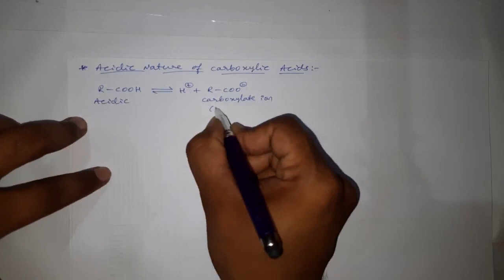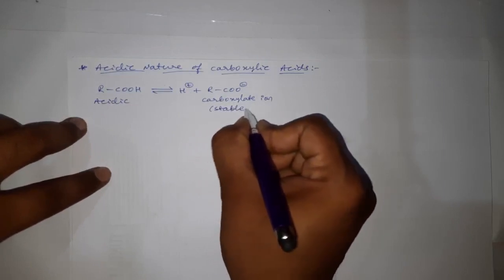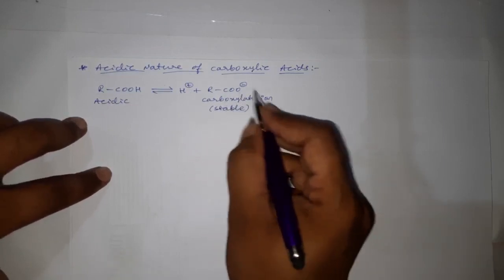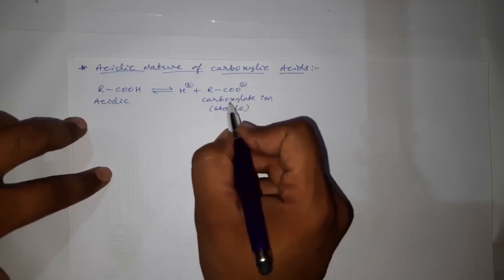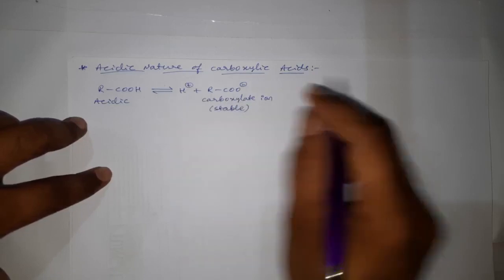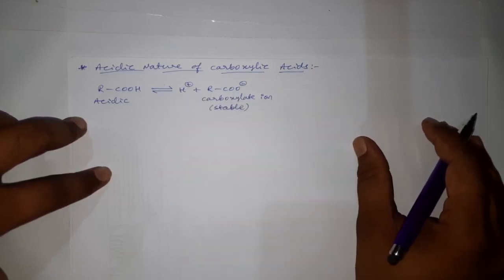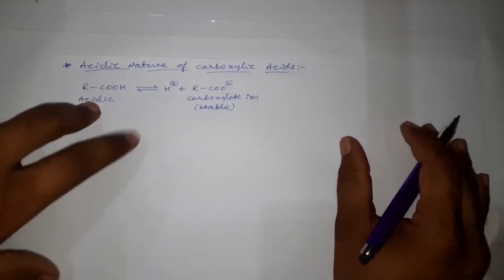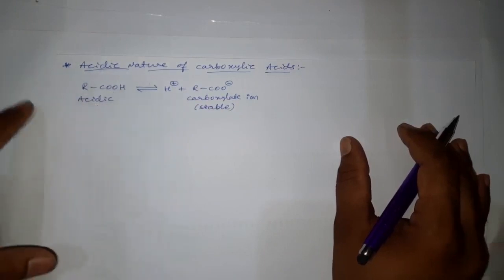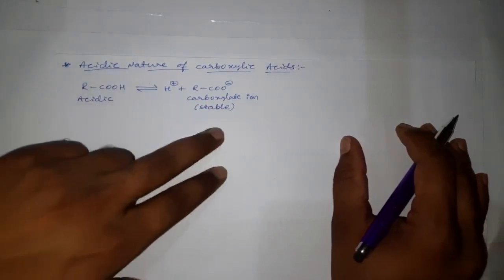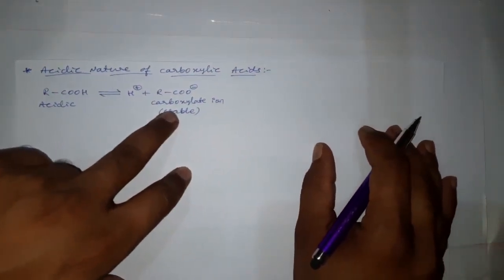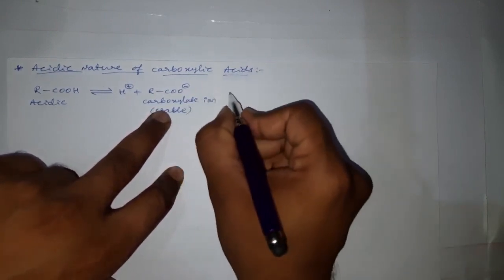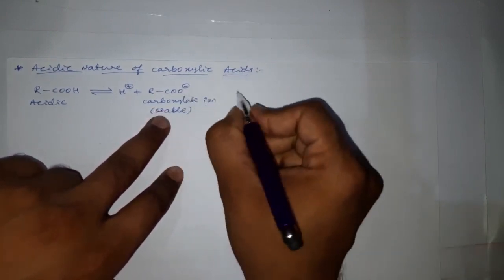And this carboxylate ion is stable in nature. As it is stable, it gives this H plus ion freely. And as we get H plus ion freely, we can say the compound which is giving this H plus ion is acidic in nature. The stability of this carboxylate ion can be understood by its resonance structures.